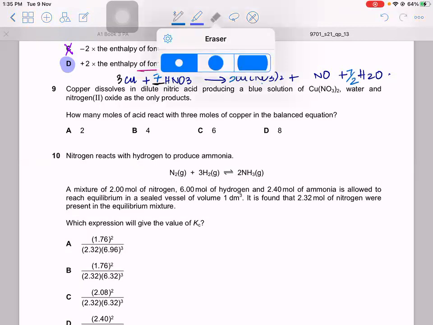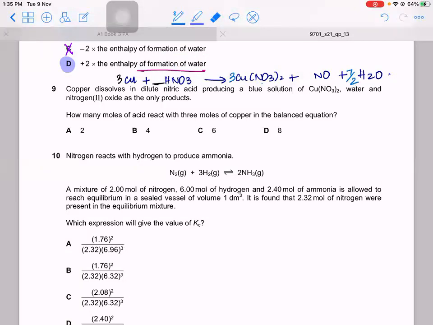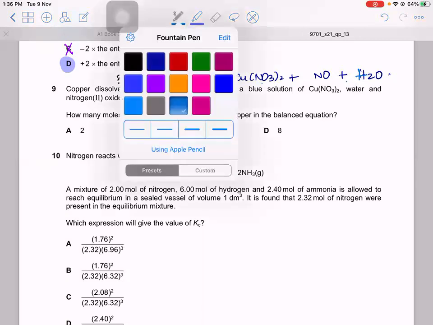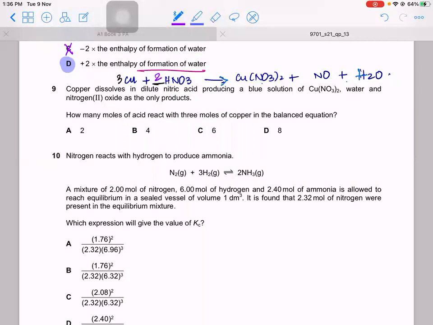So let's see now. In fact, rather than trying to balance it on your own, what you can do is you can just take the options and you can plug them in and see whether they check out or not. Which one checks out? So for example, right here you have 2 moles of acid. So if it is 2 moles, does this check out? You have how many hydrogen here? 2. And how many hydrogen over here? 2. So this is balanced.